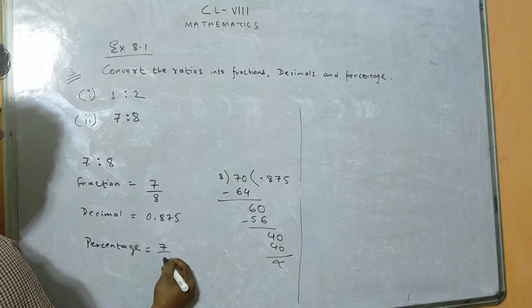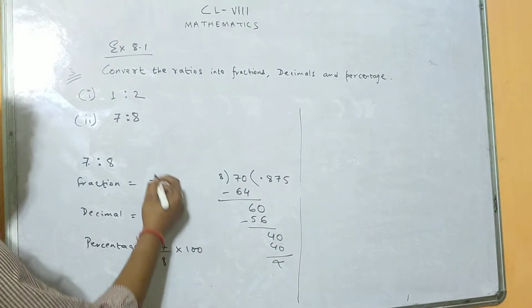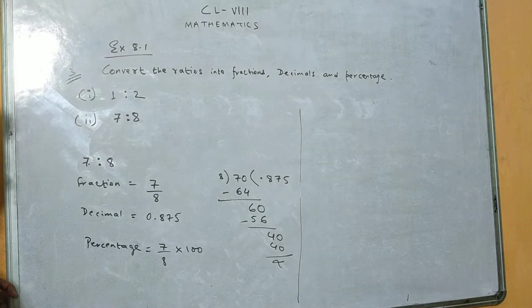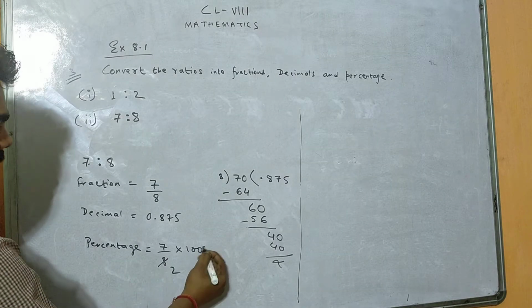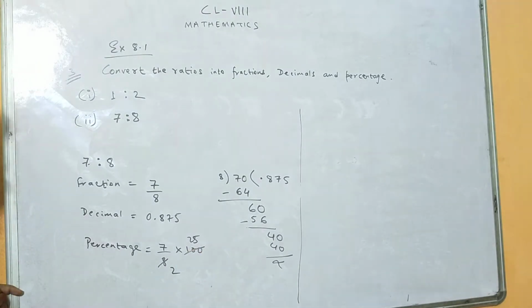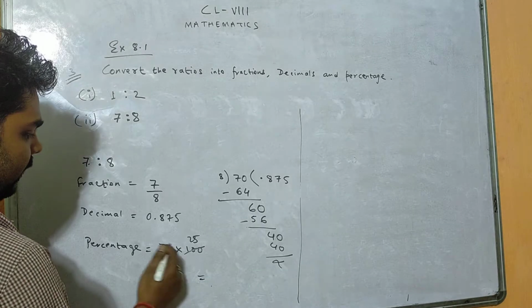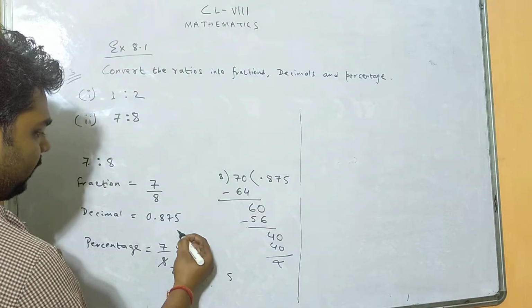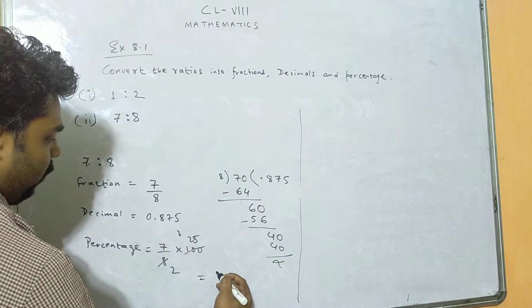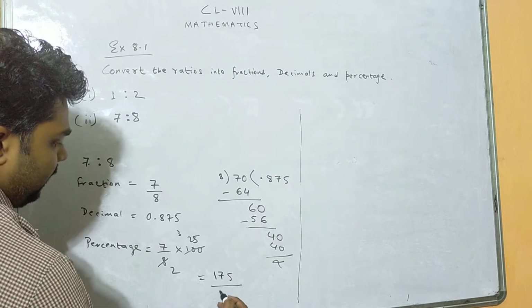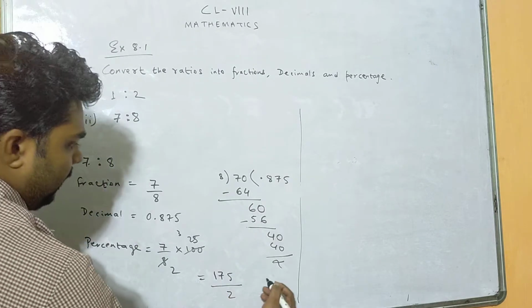So what will be our percentage then? So 7/8 we need to multiply by 100. Whatever fraction you got, you need to multiply by 100. 4 2 is 8, 4 25 is 100. Similarly, 7 5 is 35, 3 7 2 is 14, 14 plus 3, 17/2.